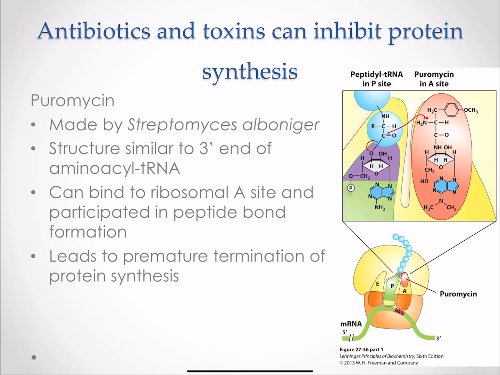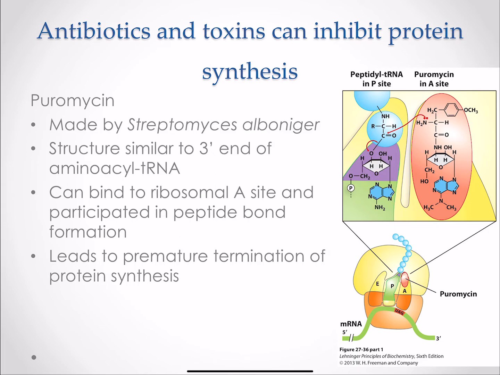Now let's just talk briefly about different things that can interact with or inhibit our protein synthesis. So we're going to have certain antibiotics and toxins that can inhibit protein synthesis. Antibiotics are going to be specific for bacterial protein synthesis and hopefully not have much of a side effect in us. However, there are some toxins that can affect our protein synthesis.